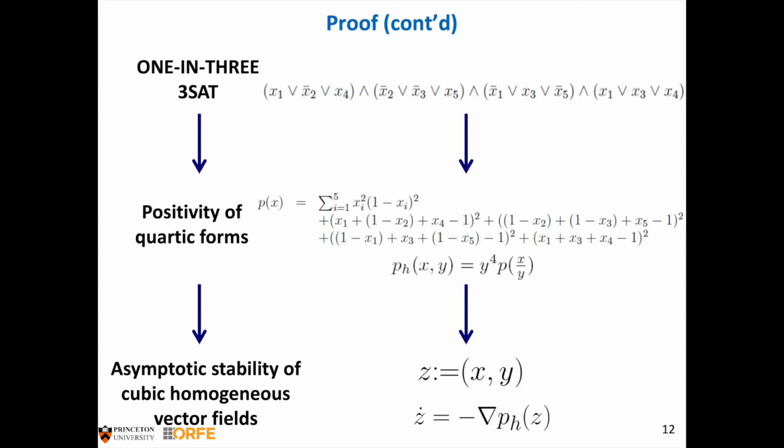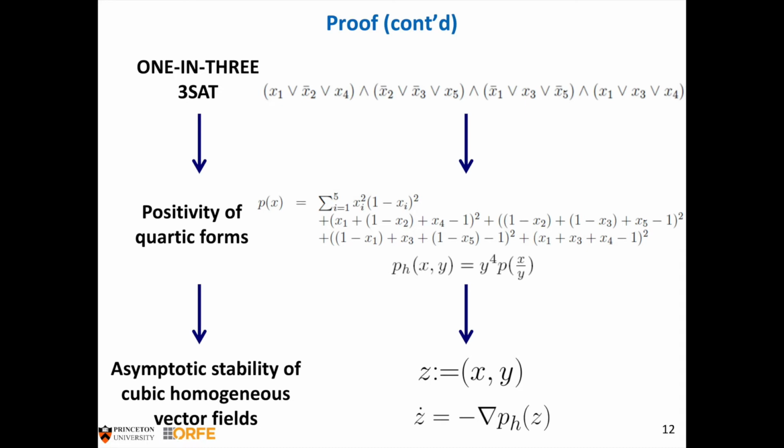The next step is needed for technical reasons, and it is what we call homogenization. You take this polynomial in n variables and introduce just one more variable y, and this homogenizes it. So it produces a polynomial of degree 4 where every monomial has degree 4. Finally, your vector field would be minus the gradient of that. If this has degree 4, the gradient will have degree 3 as promised, and it will be a homogeneous vector field. And the claim is that this will be asymptotically stable if and only if this is positive definite.